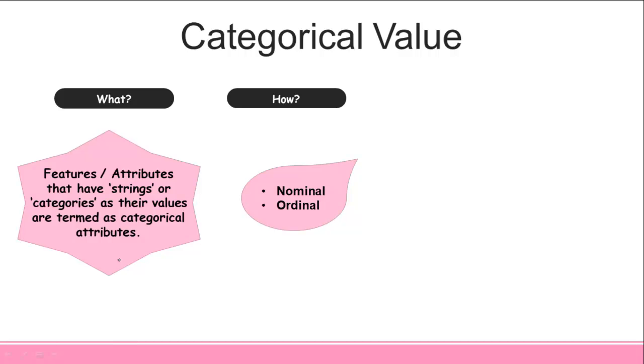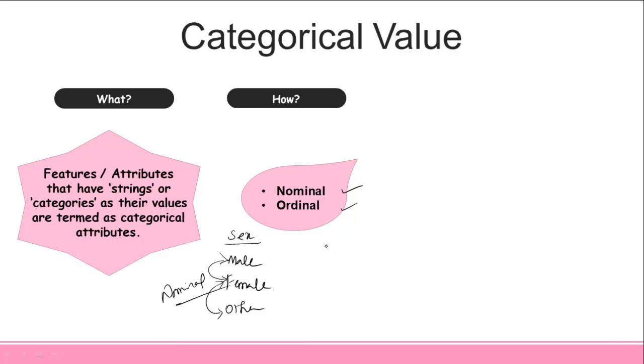Then how are these values represented? There are basically two formats in which you can represent your categorical values. One we call ordinal, the second one we call nominal. So what is a nominal value? Let's say I am representing the sex of a person as male, female or other. There is no relevance, hierarchy or ordering between male, female and other. Male means male, female means female, other means other. We don't have any ordering among the values, in which case we call it nominal.